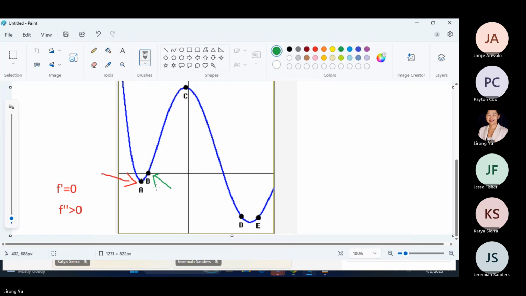Point B. If you look at B, is it increasing or decreasing?